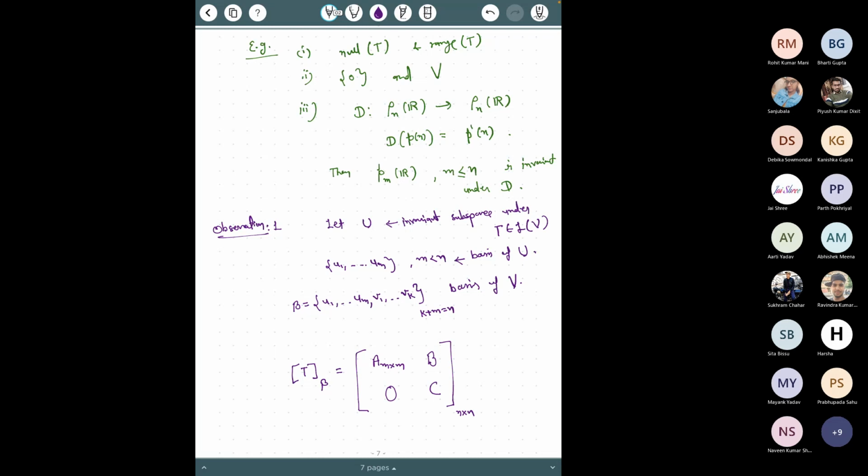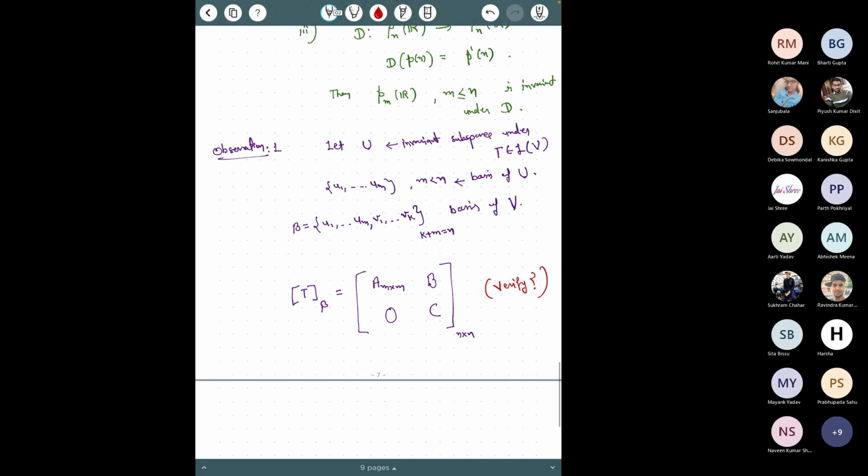Do all of you agree with him that the matrix of T would be of this form, where at one place you will have m cross m? We don't know what the entries of this matrix A block, of B, and of C would be. But what we know is that we will have a zero matrix here, of size k cross m. Do you agree with him? Yes, sir. Why is this? Because U is invariant, right? Others can easily verify this. I'm writing that the matrix of T with respect to this basis would be of this form.